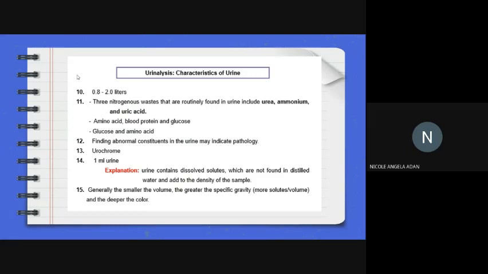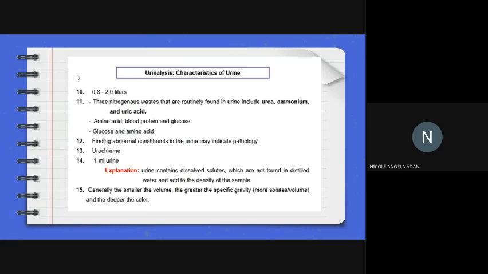Number 13, what substance is responsible for the normal yellow color of our urine? We have urochrome. The yellow colorization of urine results from urobilin or urochrome that is produced as a product of bilirubin degradation. Specifically, urobilinogen, metabolized from the bile by intestinal bacteria, is reabsorbed and oxidized, producing urobilin that is then renally excreted.